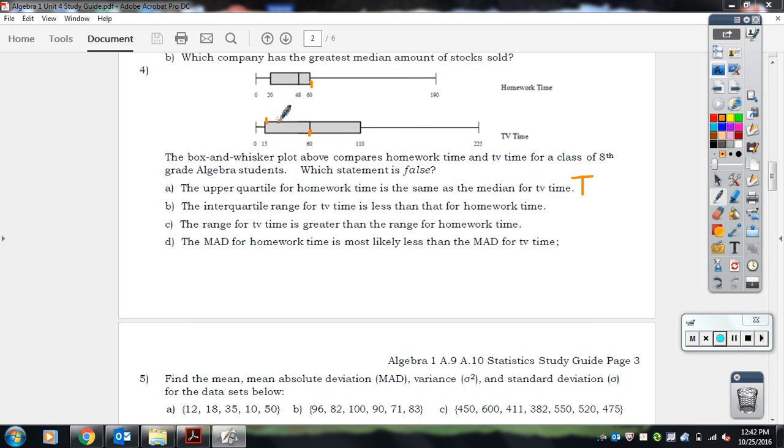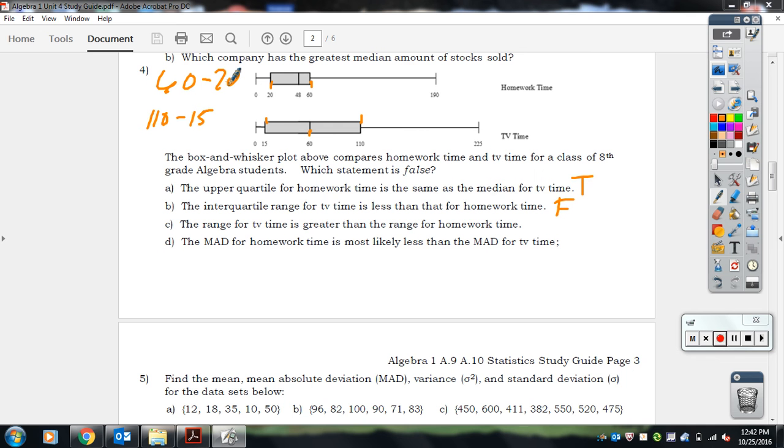B, the interquartile range for TV time is less than homework time. You're saying that this distance is going to be less than that distance? No way. That's also false. You can find it by actually subtracting. Again, the interquartile range is the range between the quartiles. It's not just 50%. We know it's always 50% because it's 25 and it's 25. The actual interquartile range would be 110 minus 15. Actually do the work, and this would be 60 minus, looks like 20. Again, false.